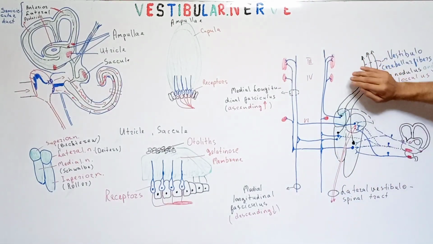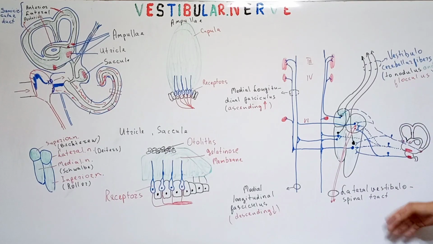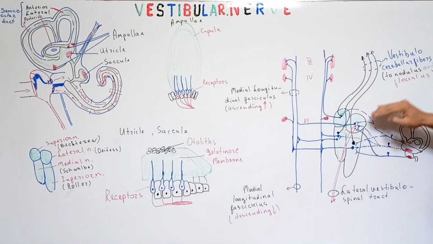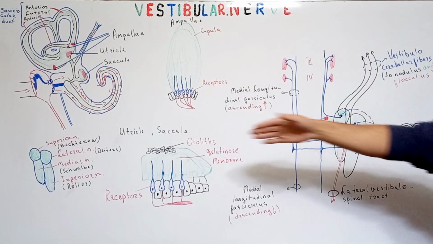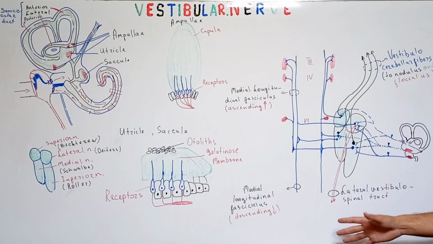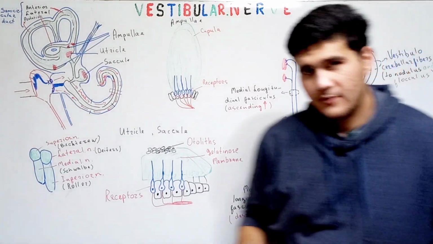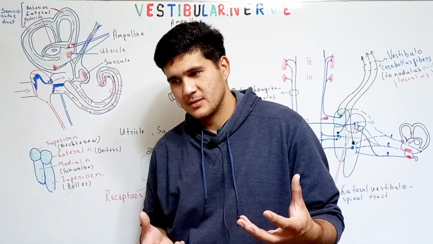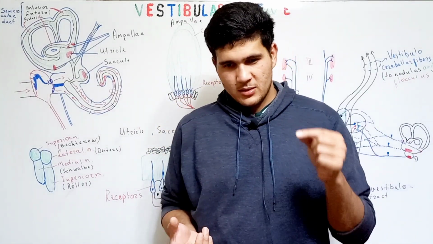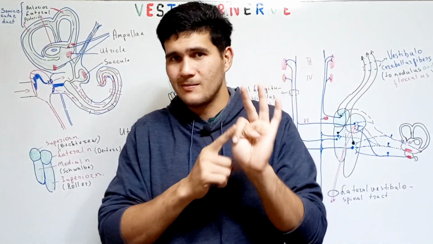Okay, now that's vestibular cerebellar fibers, and our next fibers exit from the lateral vestibular nucleus, and we can call them the lateral vestibular spinal tract. One of the main functions of the lateral vestibular spinal tract is sending impulses to the alpha and gamma motor neurons.